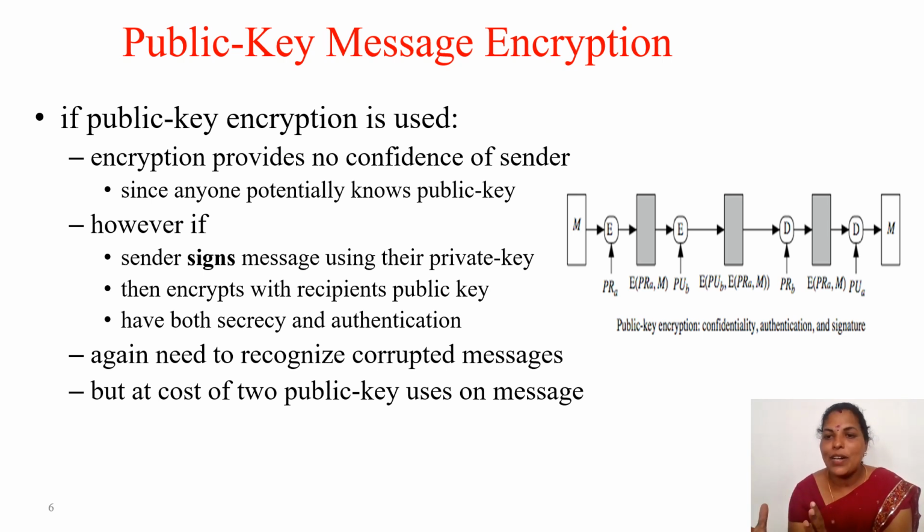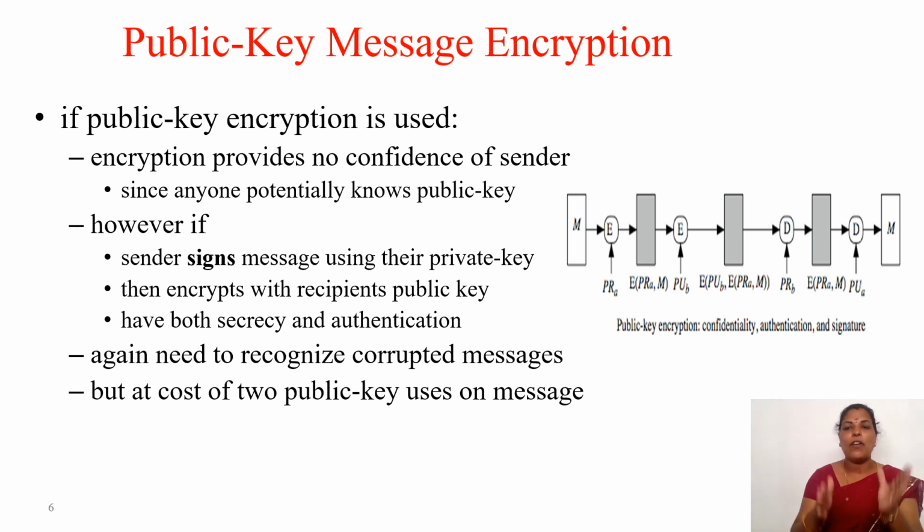On the receiver side, first the message is decrypted using the private key of B, because that private key is known only to B. So using that private key, it is decrypted. Then it is again decrypted using the public key of A, because B knows the public key of A, and that message was encrypted using the private key of A. So it is decrypted using the public key of A, then the message is received.